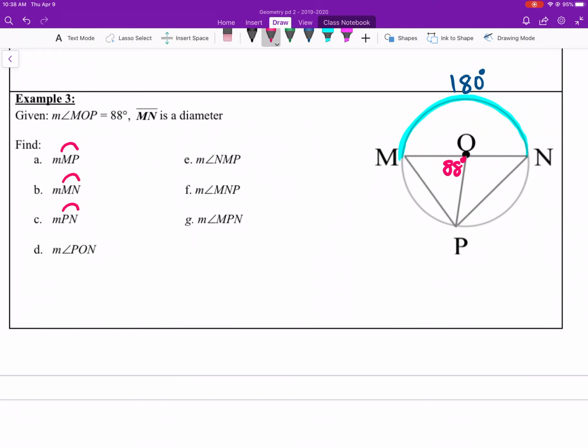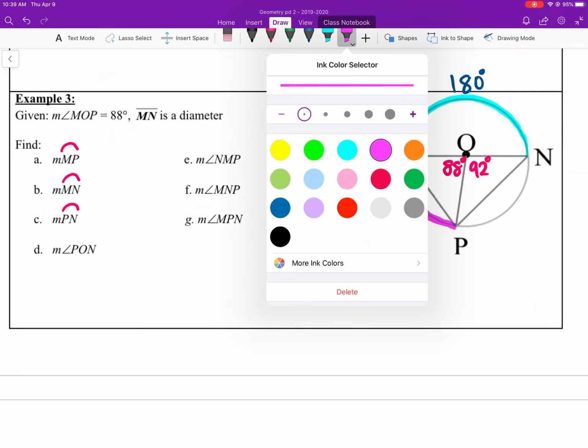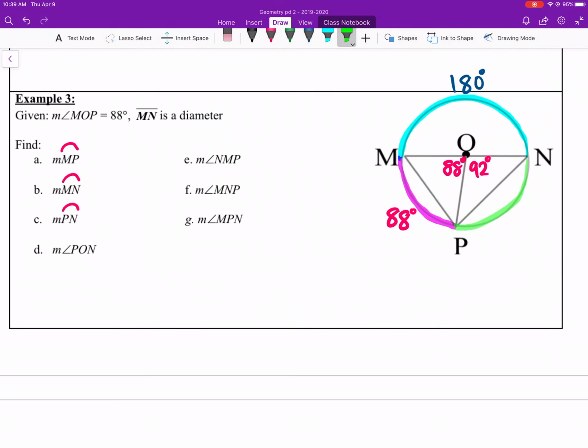All right, so we have the 88 degrees on the inside there. Now, there's a linear pair. There's an angle next to 88, right? Linear pair, those two angles have to add to 180. So this angle here would be 92 degrees. Now, the arcs that they intercept, for example, let's look at MP. That's equal to the central angle. So this right here would be 88 degrees. Now our arc over here, PN, that's also equal to the central angle, 92 degrees.